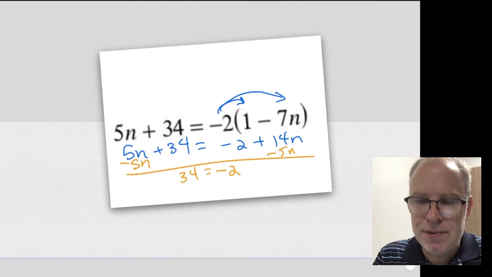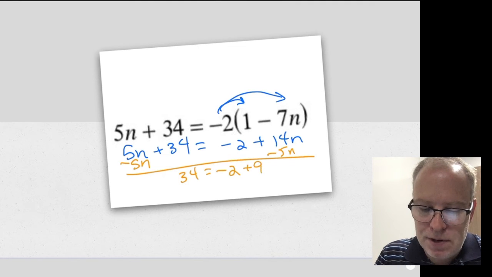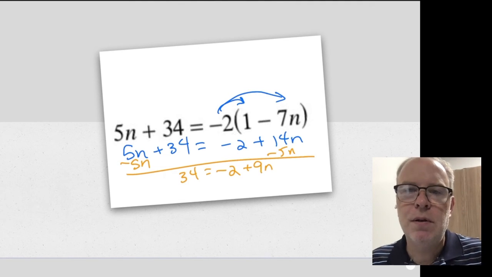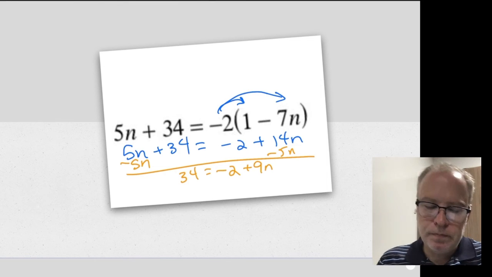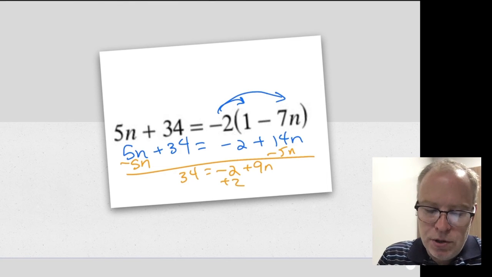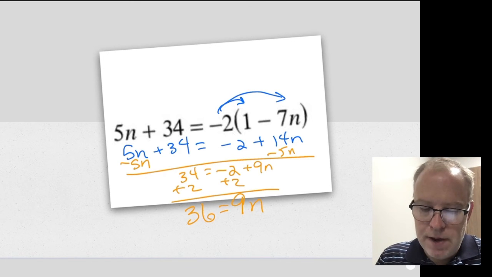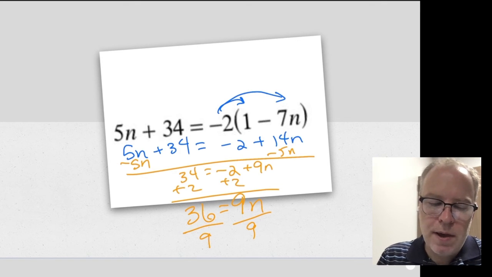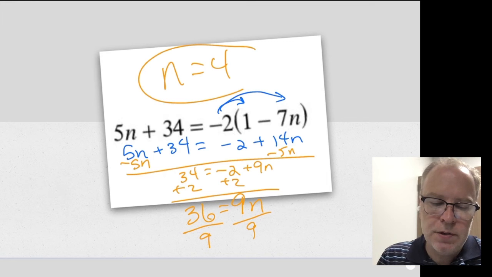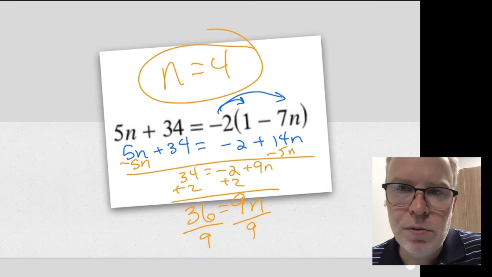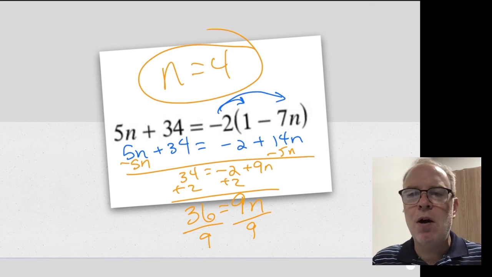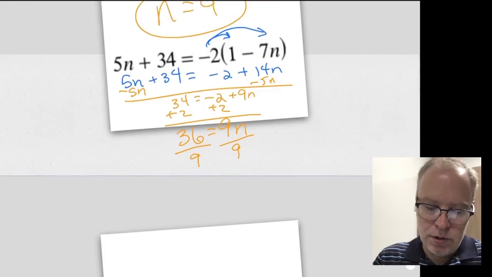See, I like to stay positive, so this is what I mean by this, a positive 9n. So I always subtract the smaller one. I'm now going to add 2 on both sides. 36 equals 9n. Divide by 9. 36 divided by 9 is 4. So n equals 4 is the answer here. Just going through lots of examples to remind you how this equation solving works.